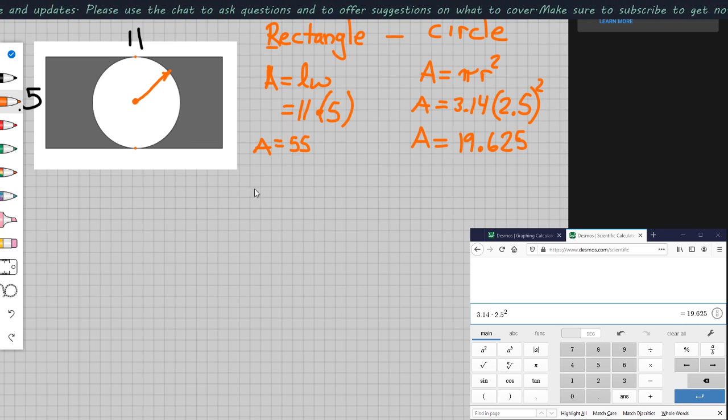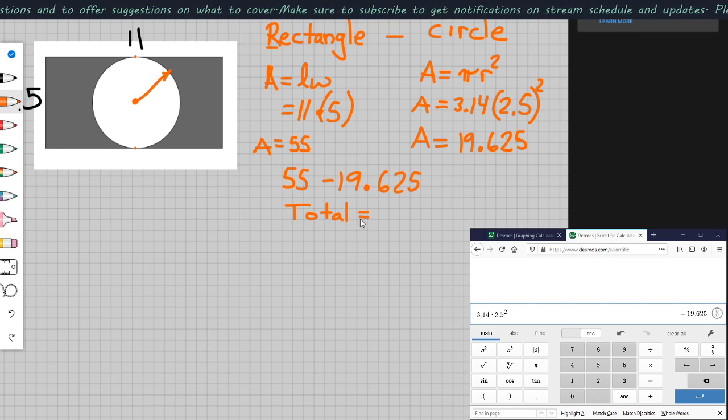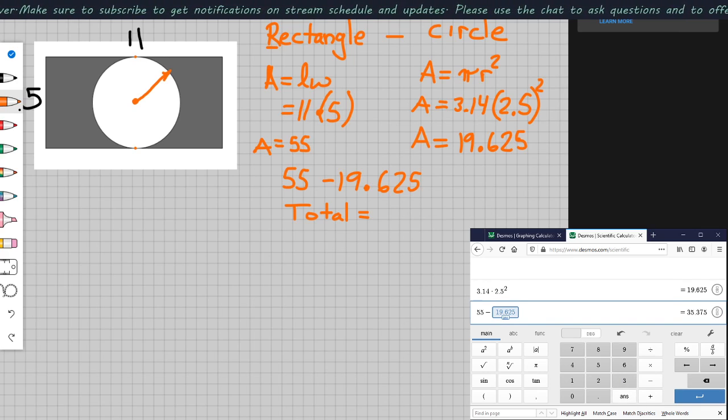So let's do 55 minus 19.625, and we're going to find our total area. Now in this case, instead of just typing answer right off the bat, we can do 55 minus answer, and again we'll still use the same answer we used up here. You don't have to be pressing that first. So then we get 35.375 for our total. So I'm going to round that to the nearest hundredth.